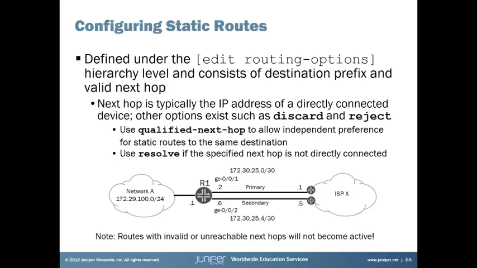A little note down the bottom of the slide here: routes with an invalid or unreachable next hop will not become active. So if the next hop becomes unreachable, then that route will drop right out of the forwarding table, so we won't be sending traffic there.